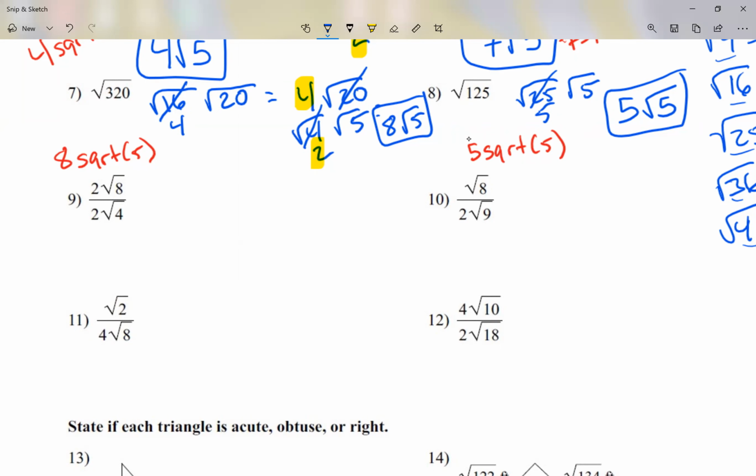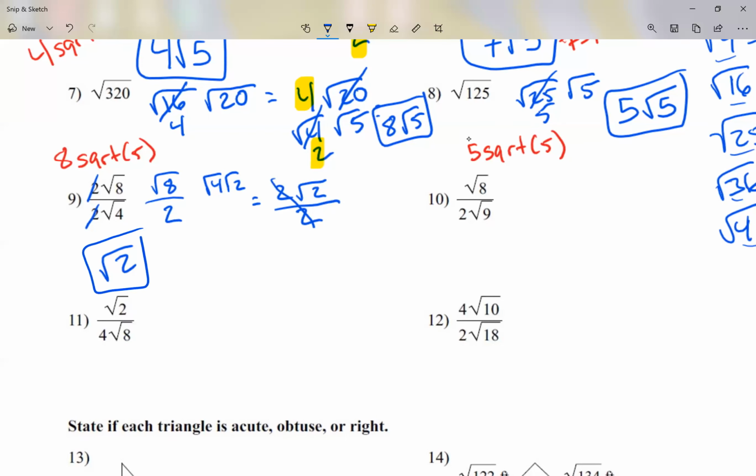I see that to begin with, this 2 with this 2 cancel out. So then I have square root of 8 over 2, right? Because the square root of 4 became a 2. But then I ask myself, can I simplify my radical from the top? I can break that as square root of 4 times square root of 2, which simplifies to 2 radical 2. I have a 2 at the bottom. Those 2's cancel out. So my answer is just square root of 2. I don't have a fraction anymore.